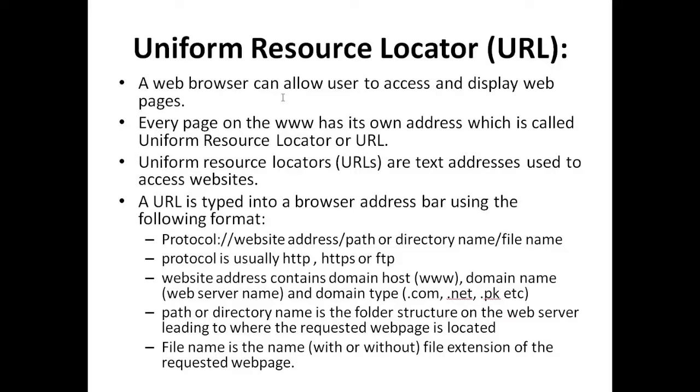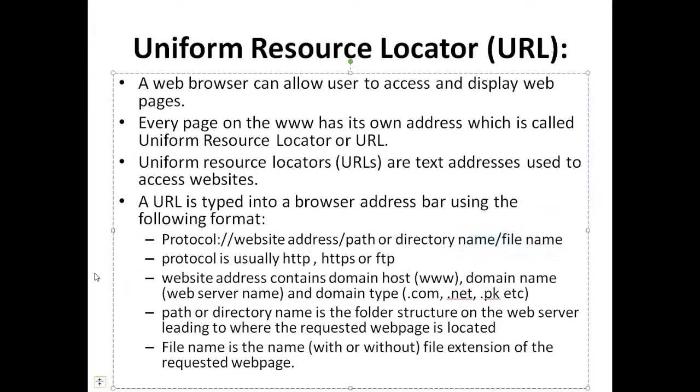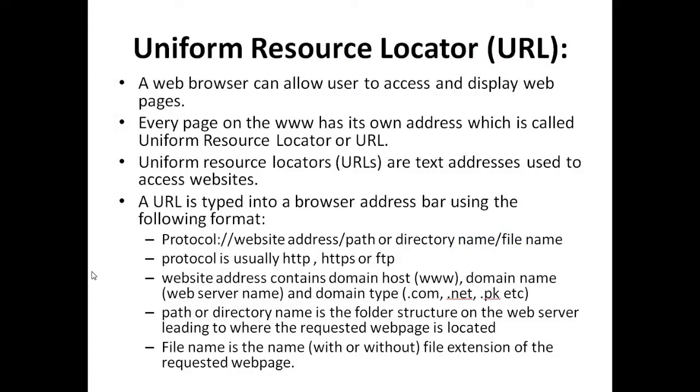A URL is typed into a web browser, basically the address bar of a web browser, using the following format. First of all, we have the protocol, then we have the website address, then we have the path or directory name, and lastly we have the file name. Protocol is usually either HTTP or HTTPS. In some rare cases it is FTP, file transfer protocol. FTP we basically only use when we are trying to connect to a server through our web browser. Otherwise, for normal websites it is either HTTPS or HTTP.